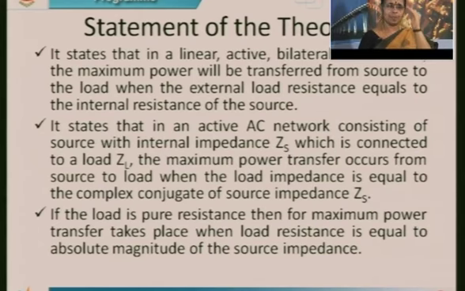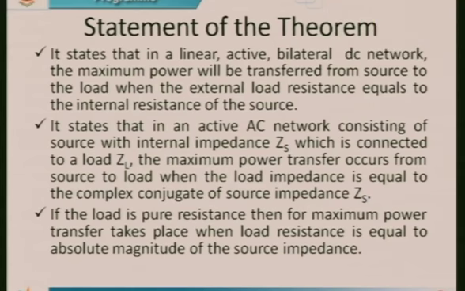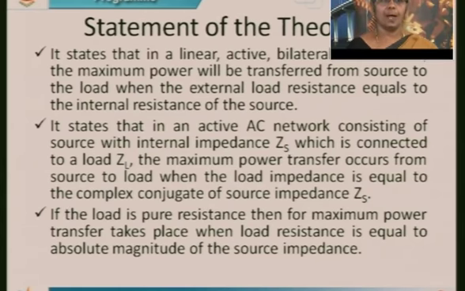When you have a simple series circuit wherein you have a source in series with a resistance, and you connect a variable load resistance to it and start varying the resistance, the maximum power is going to be achieved when this variable load resistance value becomes equal to the internal resistance of the source. That's the meaning of the first statement.